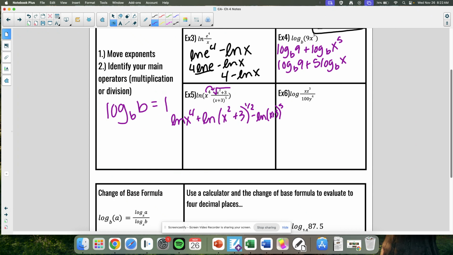So anything on top gets a plus sign, anything on the bottom gets a minus sign. And then your last step, where do exponents get moved to? To the front. So the 4 goes to the front, the 1/2, the 5.